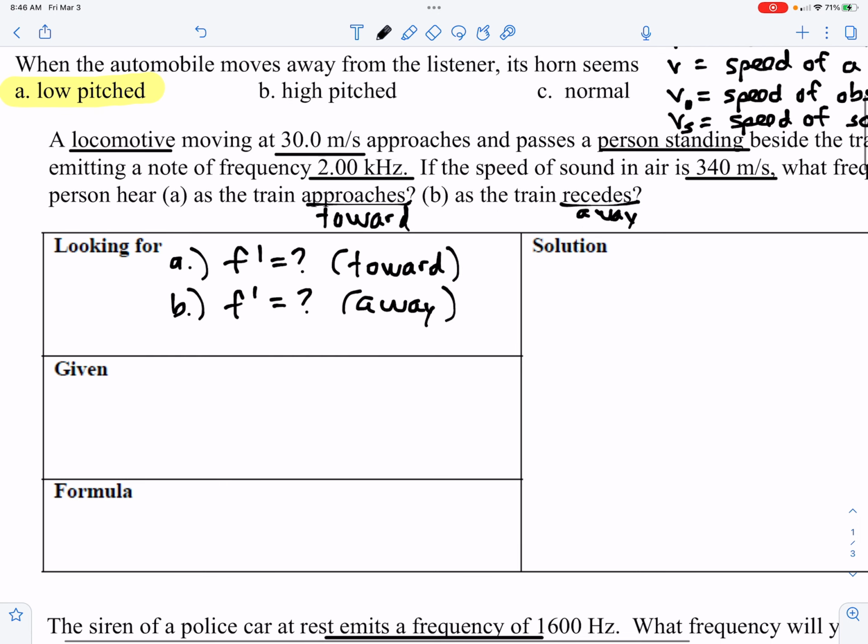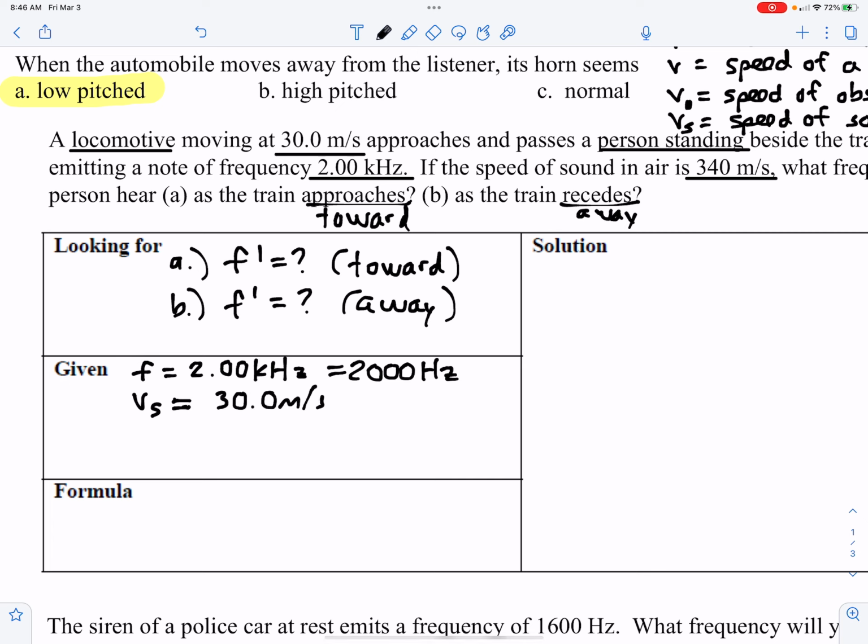So let's list everything we're given. We're given the actual frequency of 2 kilohertz. Now remember, kilo means 1,000. So 2 kilohertz would be 2,000 hertz. We do have to change it from kilohertz to regular hertz. We're given the velocity of the source. The source is the locomotive, and that would be the 30 meters per second. We're given the velocity of the observer as 0 because the person is just standing, not moving, motionless. And we're given the speed of the sound wave at 340 meters per second.